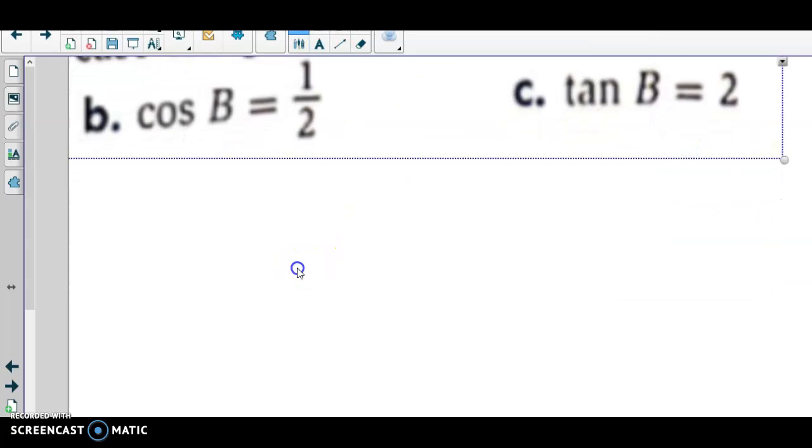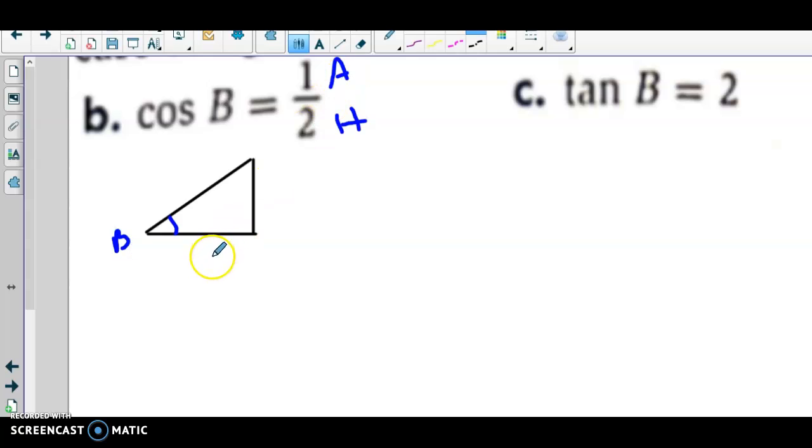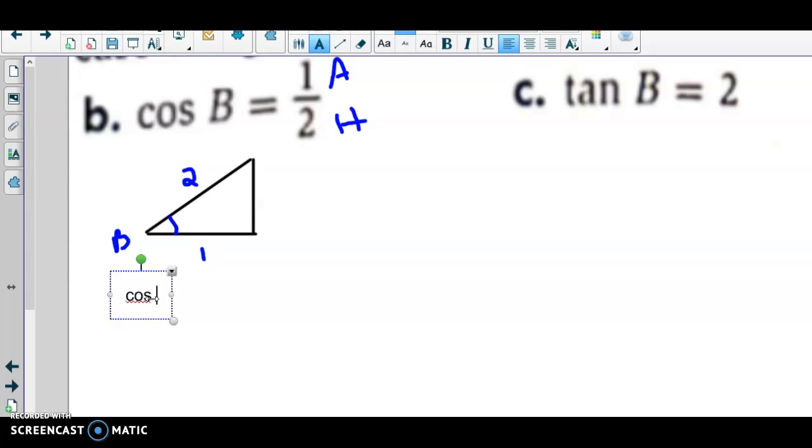Let's start with our first one, cosine. Our triangle might look like this, and this is a cosine problem. So SOHCAHTOA, right? A is 1 and H is 2. If this is our angle down here, our B, the adjacent is 1, that's the side next to it, and the hypotenuse is 2. We're trying to figure out when the cosine is equal to 1/2. Cosine of what is equal to 1/2, or 0.5?